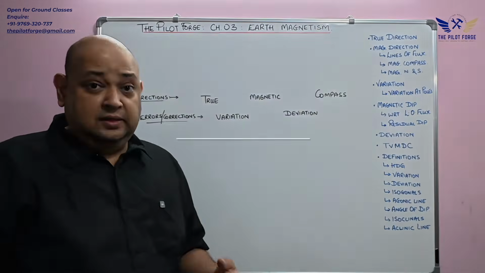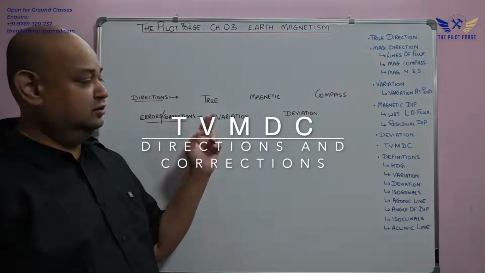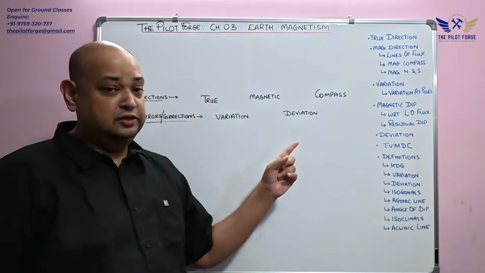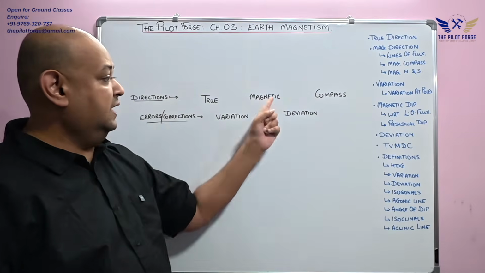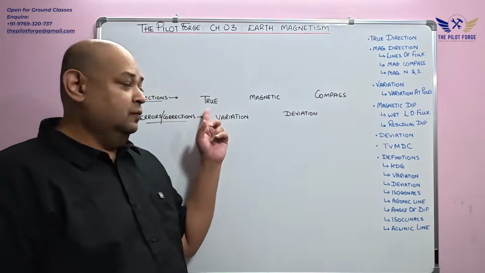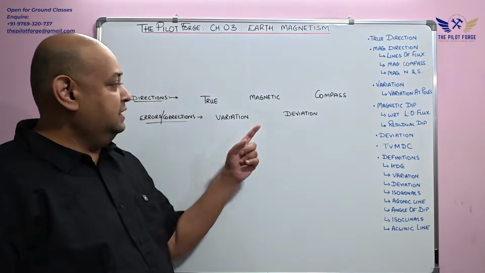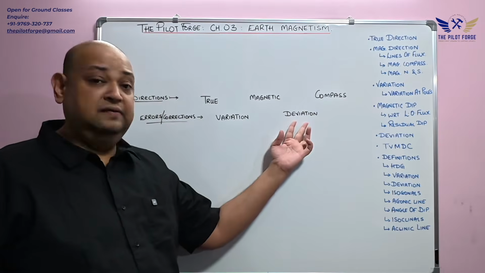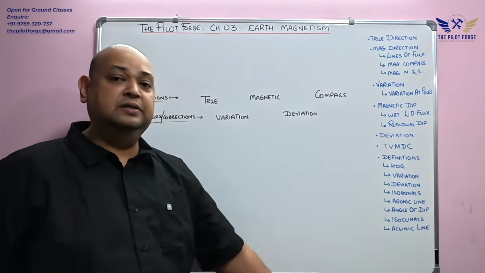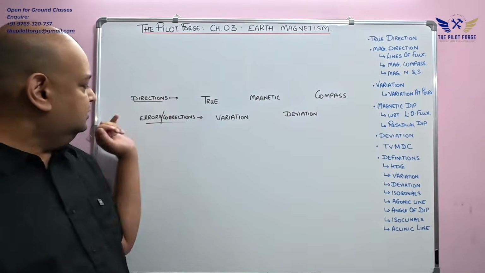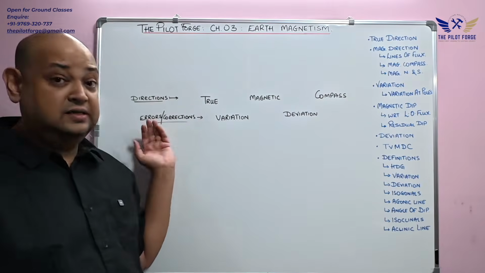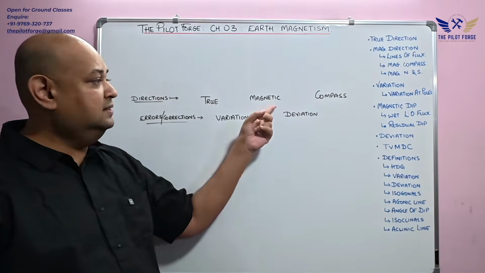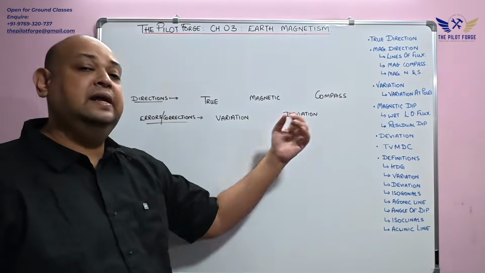Now, that gets us to TVMDC. These are the directions, true, magnetic and compass. These are the errors, variation and deviation. Together they make TVMDC. So, we start with true, apply the variation to get magnetic direction. And in the cockpit, if we have deviation, we apply the deviation to get compass direction. These are the directions, these are the errors or corrections. And you have to apply these corrections to these directions to get the correct answers.